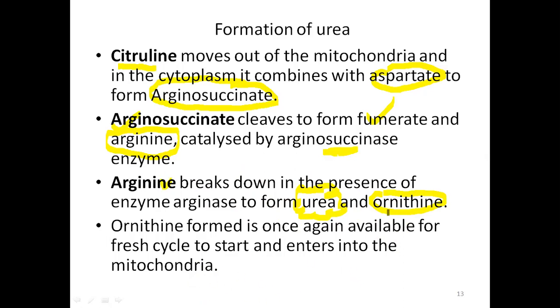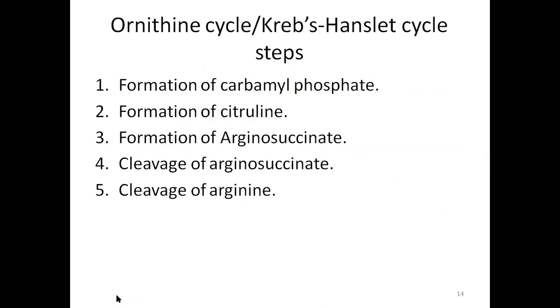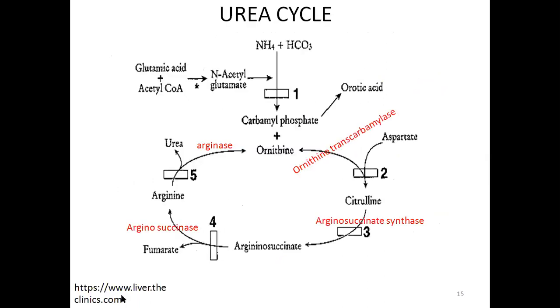Now this ornithine that is formed in the cytoplasm again enters into the mitochondria. Okay, so ornithine enters into the mitochondria, again reacts with the carbamyl phosphate. A carbamyl phosphate comes into the cytoplasm, and in the cytoplasm it combines with fumarate, forming the arginosuccinate. Okay, so let us see the cycle. So these are the 5 steps under which the urea cycle takes place.